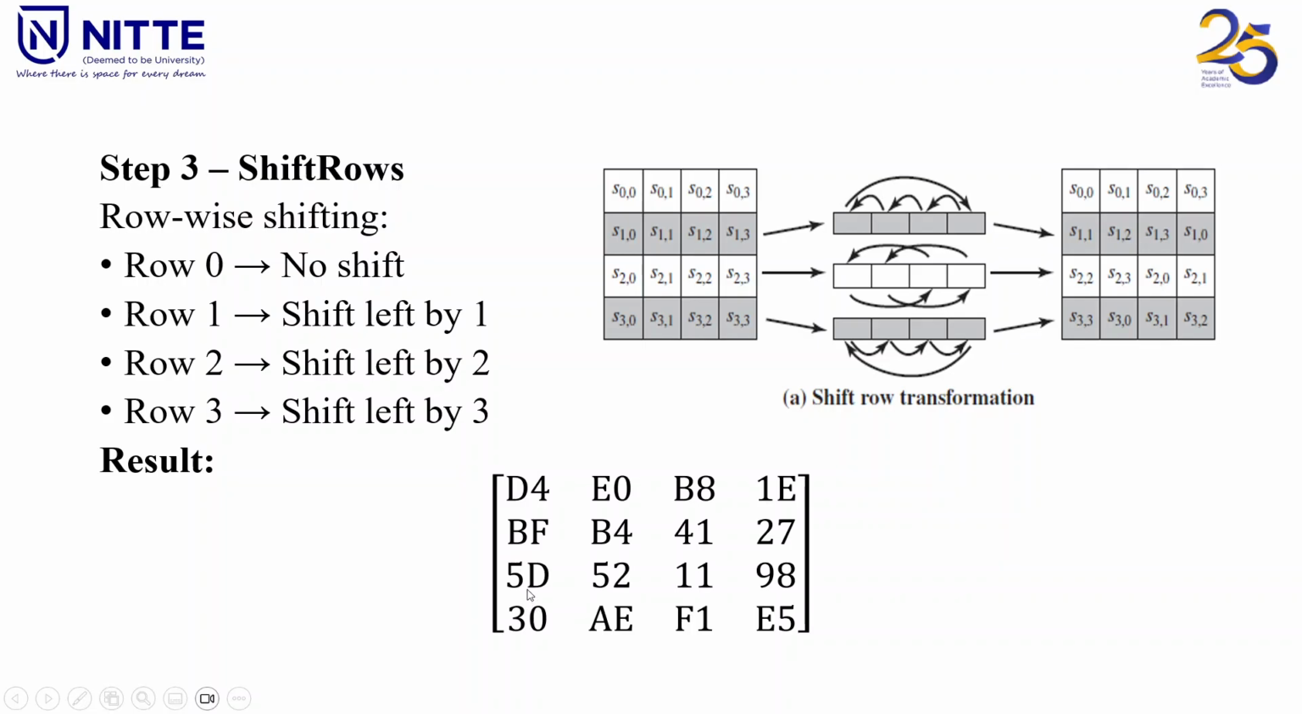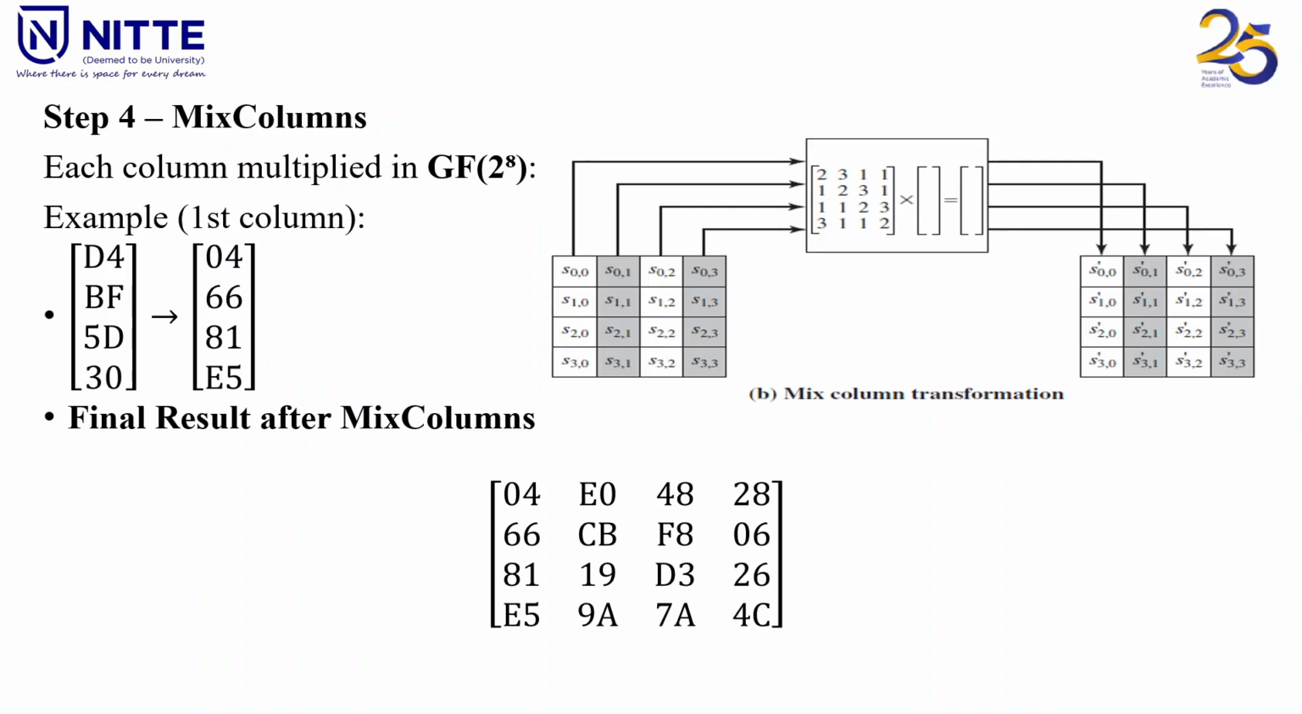Next, row 2, I perform a 2 byte circular left shift, and the last row a 3 byte circular left shift. After performing this, I get the output at stage 3 after the shift row. Now we have to go for mix column. This is the output we got from the previous step, after the shift row operation.